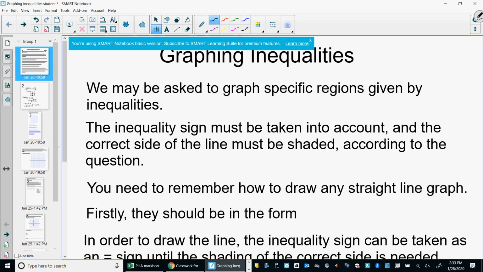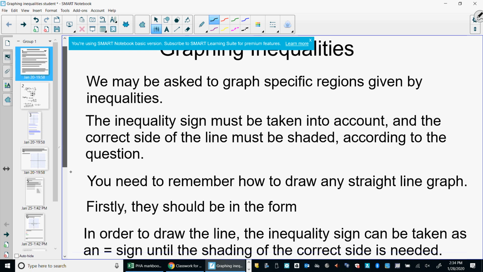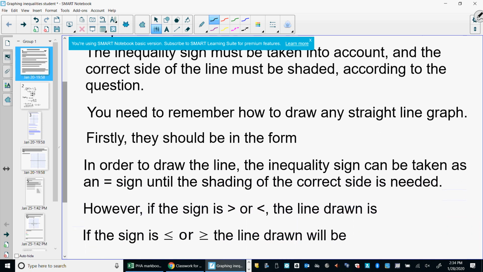Now we come to actually graphing inequalities. These are quite common. They connect the drawing of straight lines, which everybody loves, with inequalities. So we need to remember how to draw any straight line. How should we rearrange it if we want to draw a straight line graph? What form should it be? Okay, lovely. In order to draw the line, the inequality sign can be taken as an equal sign, and then we just need to shade the correct side.